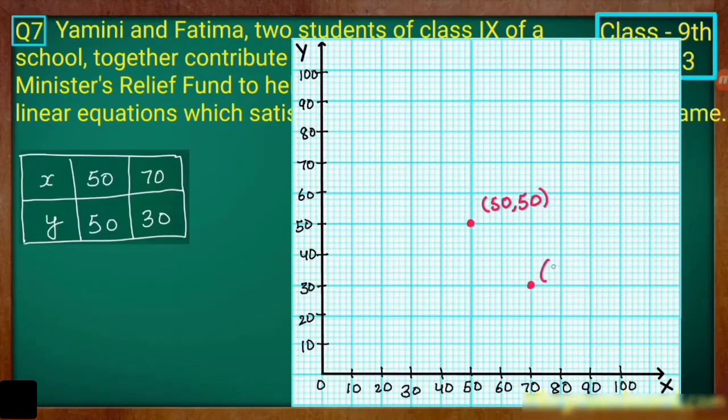Now these are the two coordinates which we have to plot on the graph sheet. Join them with the help of a scale. This is the straight line. Now this is the graph for question number 7. x plus y equal to 100 is the equation.